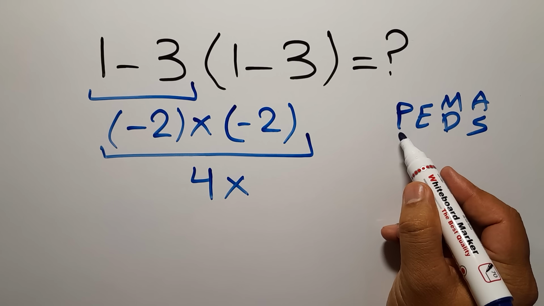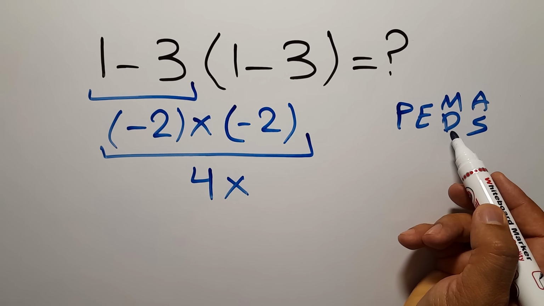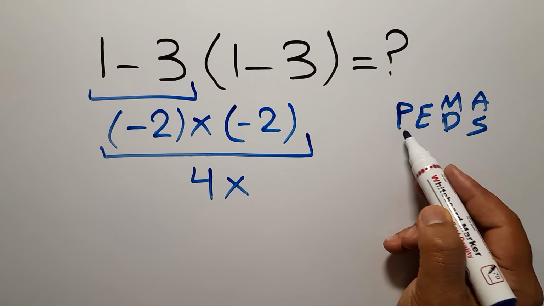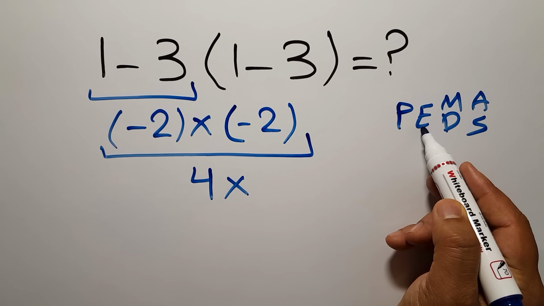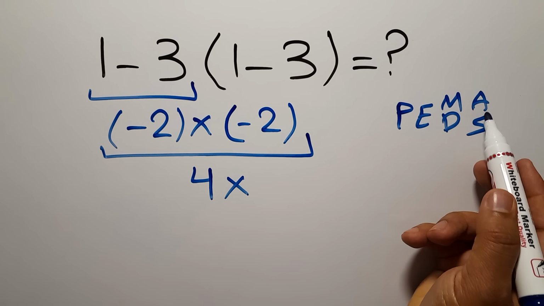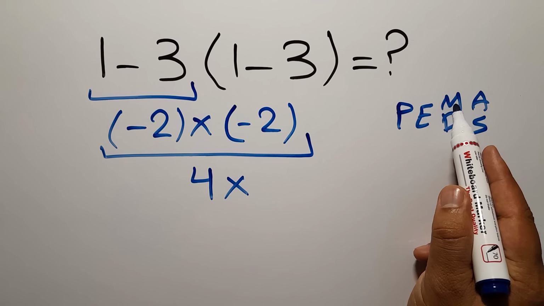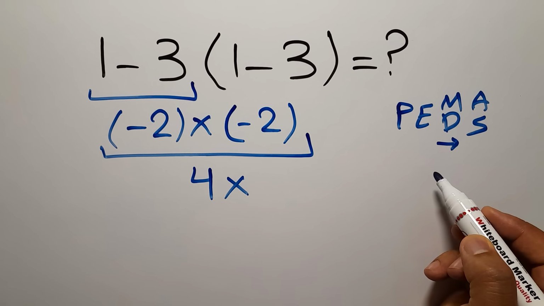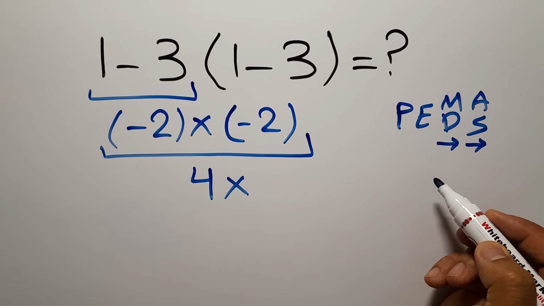P stands for parentheses, E stands for exponents, M and D stand for multiplication and division, and A and S stand for addition and subtraction. First we have to do parentheses, then exponents, then multiplication or division, and finally addition or subtraction. Remember that multiplication and division have equal priority and we have to work from left to right, and the same applies to addition and subtraction.